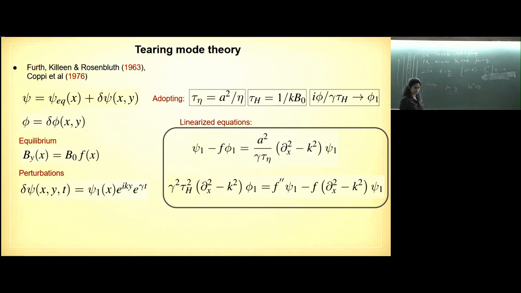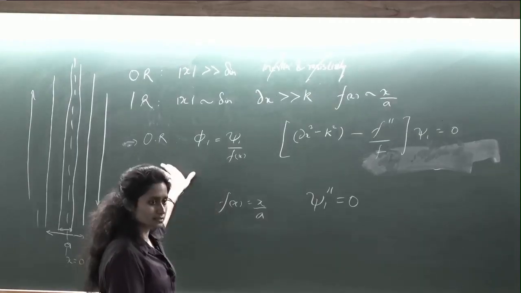So in the inner region also you drop the left-hand side of the equation? No, I have not yet come to the inner region. Oh, you haven't come. Yeah, everything is for the outer region.